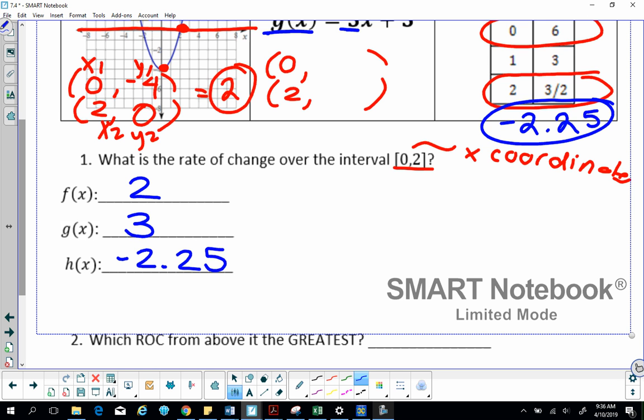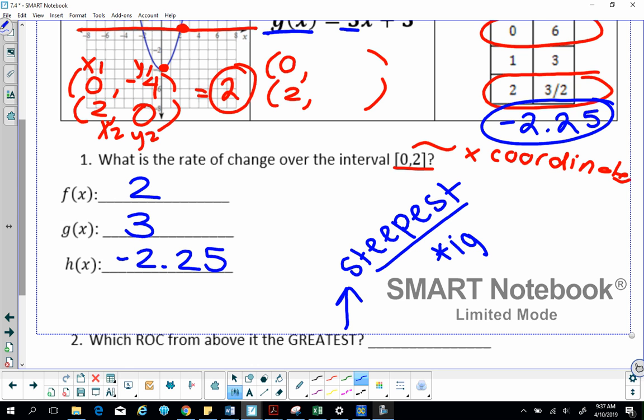Now, when we're looking at what rate of change is the greatest, what that means is which slope is the steepest. So maybe draw an arrow and write steepest. When we're looking at that, we ignore the sign. We ignore the negatives. So if we're looking for the greatest rate of change, you don't even look at that negative. You pretend it's not negative. The negative just means it's a negative slope.